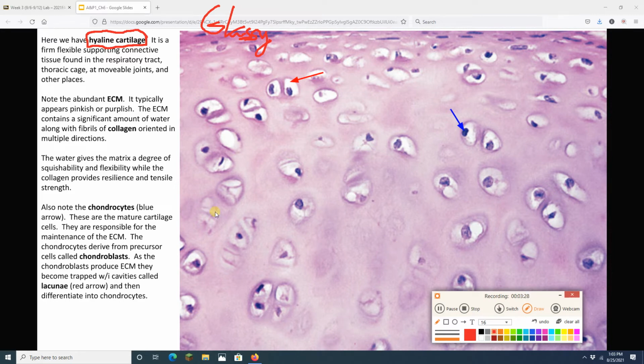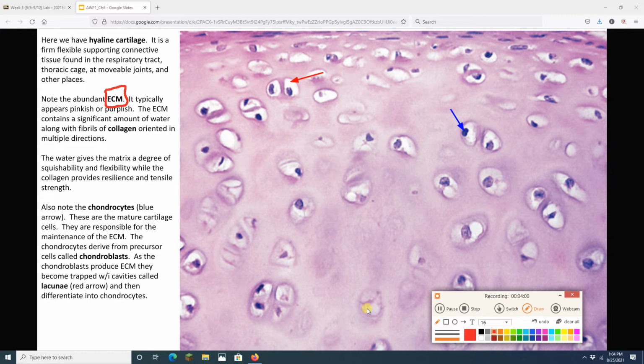Now, let's talk a little bit more about what we see here, okay? So, hyaline cartilage, it is right here, all right? It is a connective tissue. It is a typical connective tissue. So it is mostly made up of ECM. Do you remember what ECM stands for? Extracellular matrix. And this is the matrix right here. This purplish, pinkish, lavenderish stuff is the matrix.